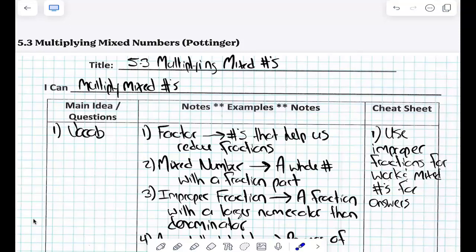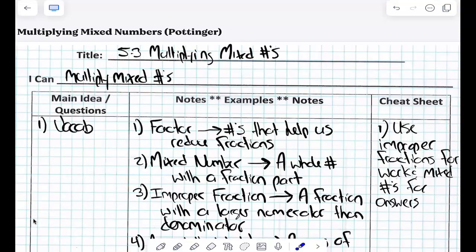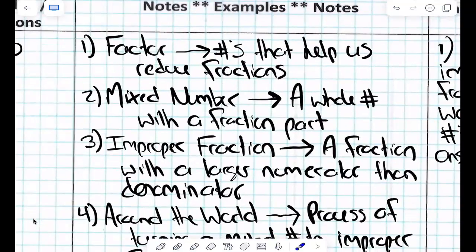Today we're going to make a video together. All of you have the same notes, which are 5.3 multiplying mixed numbers. Can you guys multiply mixed numbers? Yes. Here we go. A factor, class. Factors help us to do what?